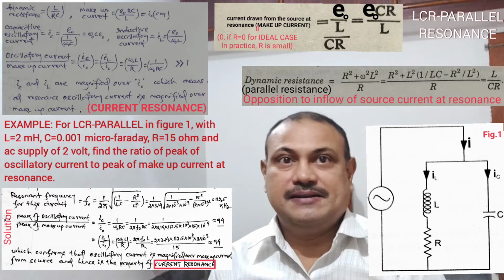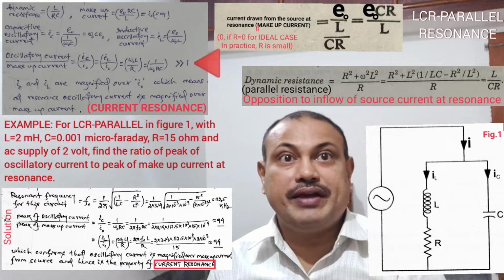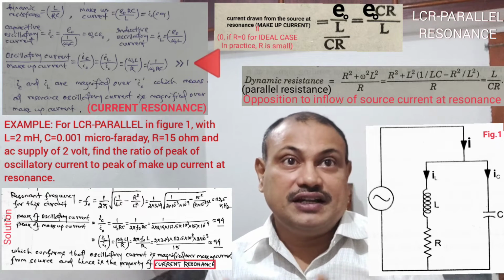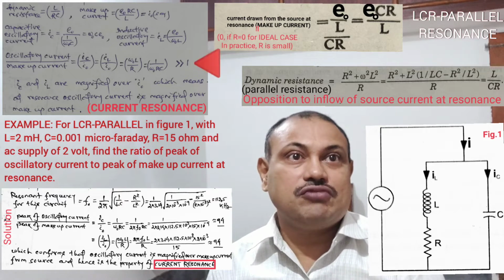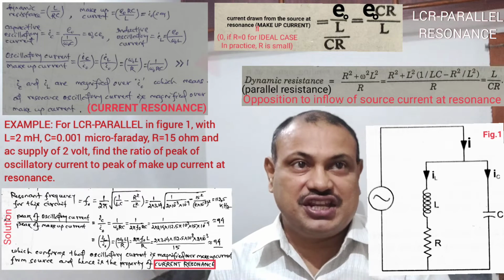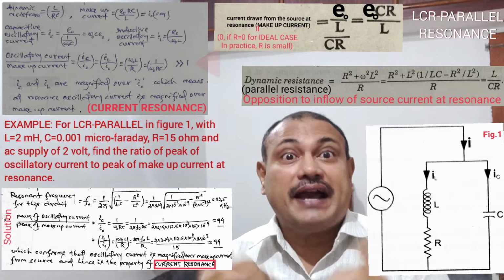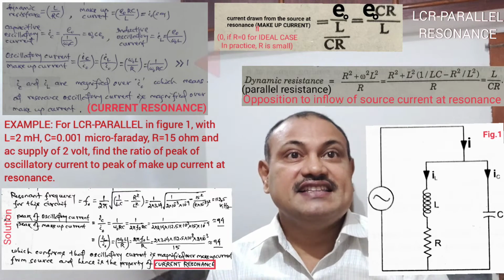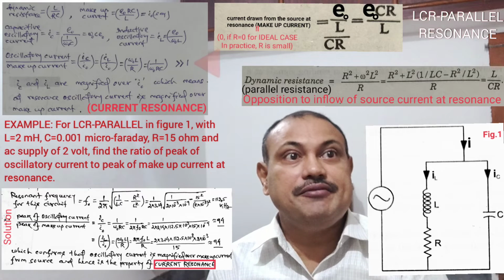IC and IL are out of phase. If you look at the ratio of oscillatory current to makeup current, that is IC by I0 and IL by I0, they are equal, equal to omega 0 L by R, which is equal to 1 upon omega 0 RC. At resonance, these oscillatory currents IC and IL are magnified, because the ratios are always very much greater than 1.